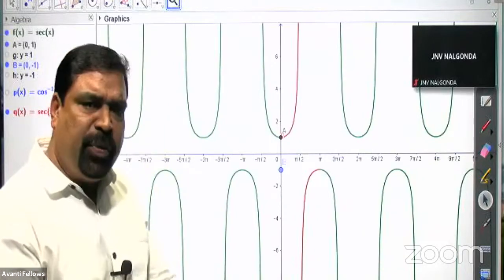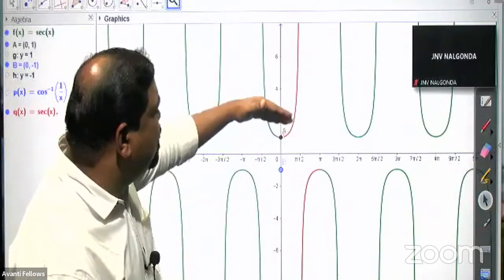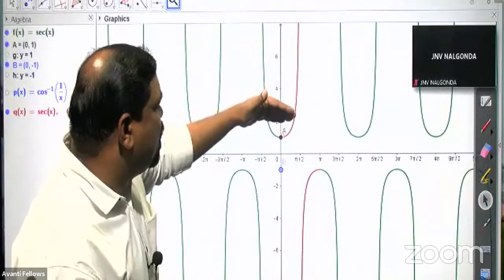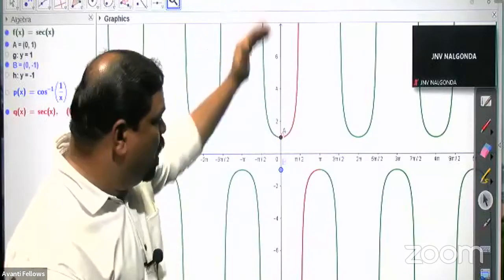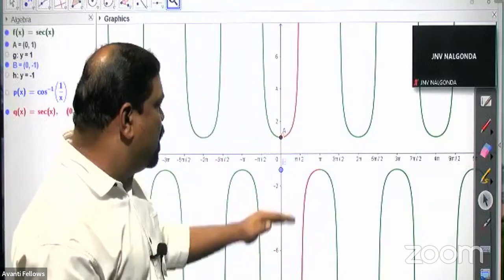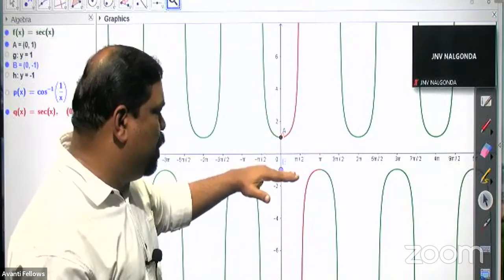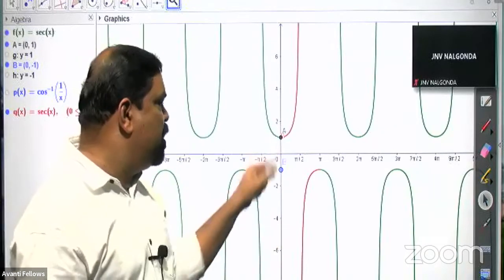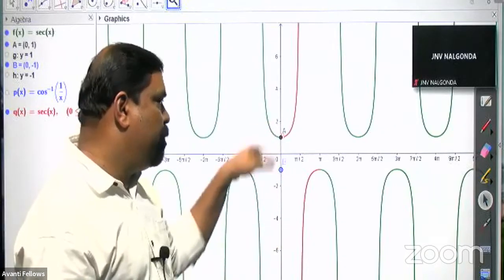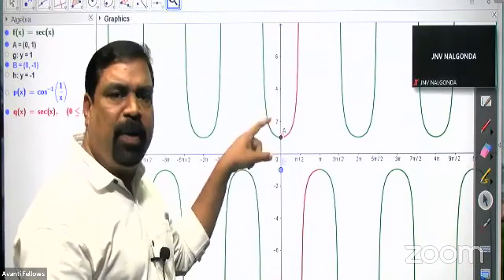Very clearly from the graph, you can see the graph always lies above 1 on the positive side. The value never comes less than 1 on the positive side. And on the negative side, the graph comes up to -1 only, below -1 only. So the graph never comes in between -1 and +1. There is no value for sec x in between -1 and +1.